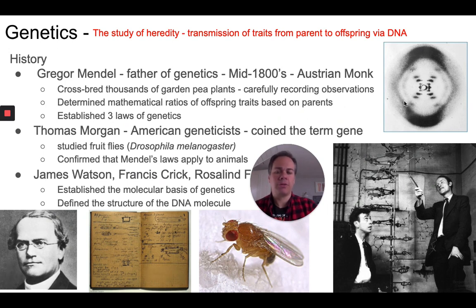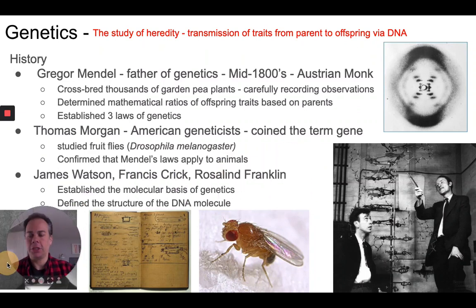And this is an X-ray crystallography image. This is from Rosalind Franklin. She was a woman scientist who was also studying DNA. And this is a famous image because it helped Watson and Crick come to their conclusion that DNA has this double helix shape.